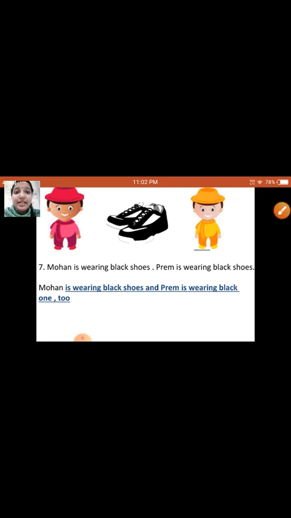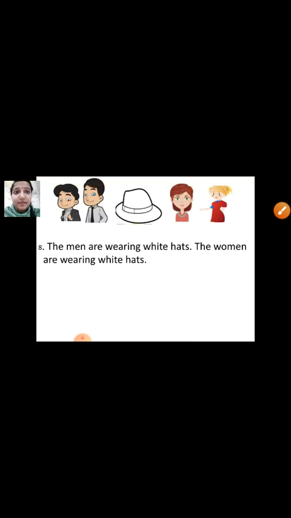Now let's come to the next question. The men are wearing white hats. The women are wearing white hats. What will be the answer? Just think. I am also thinking. I am giving you time. Okay. Let's see the answer. I think you all are saying the correct one.